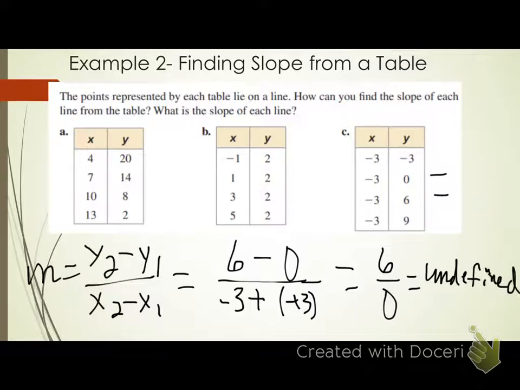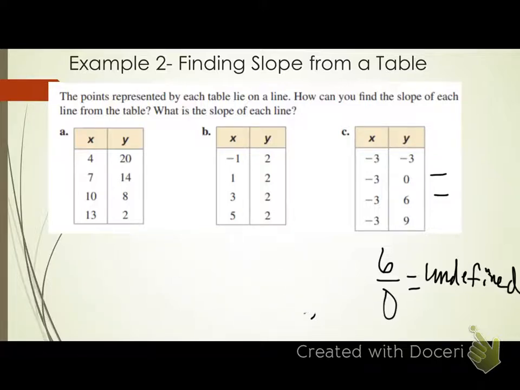It's undefined. Once again, if you notice, instead of my y values all being the same, it's my x values all being the same. So what kind of line is this? It's vertical. It's going through -3 on the x-axis. So it's a vertical line right here. How is that undefined? The slope is undefined. Right? Because Slope Dude says undefined. Does that make sense? Questions on that?